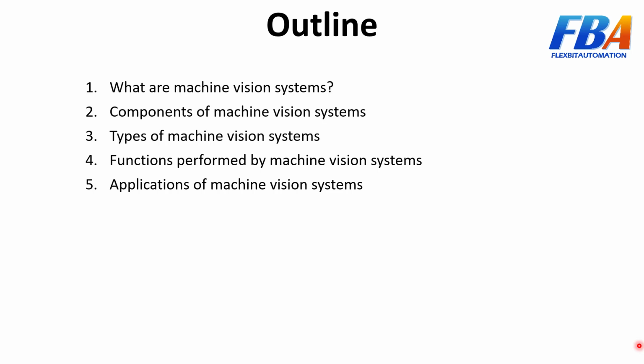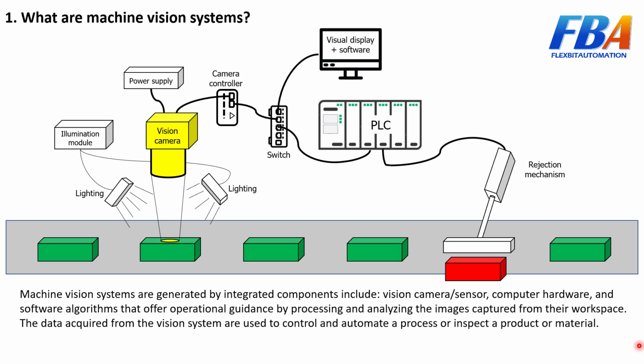Okay, this is the outline of the sharing. The first one, what is a machine vision system? The second, components of a machine vision system. The third one, types of machine vision systems. The fourth one, the functions performed by a machine vision system. And the fifth one, applications of machine vision systems.